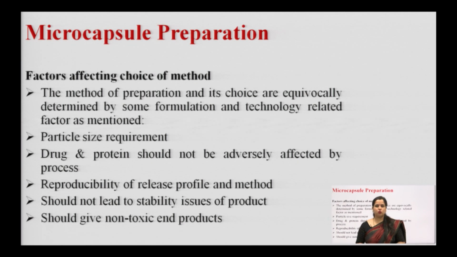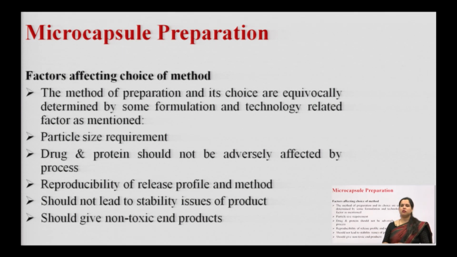First of all, we would like to define the preparation considerations before going to the method of preparation. So, what are the various factors affecting the choice of method? The method of preparation and its choice are equivocally determined by some formulation and technology related factors as mentioned. As we have discussed in our previous presentation, the core material, the coating material, other ingredients, or the method of formulation of microspheres are of important concern. So, the first point represents the importance of the core and the coating material during the process of manufacturing.